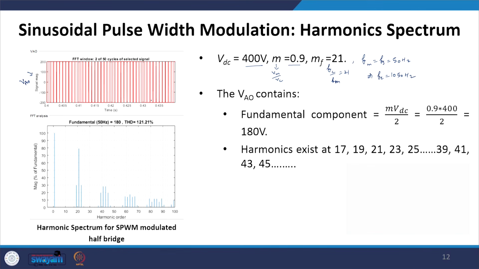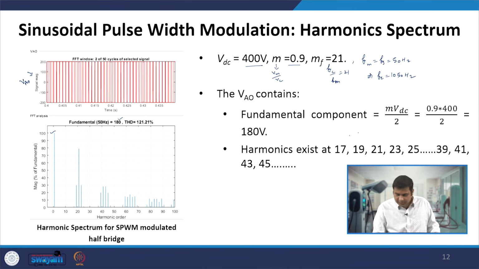If we see the frequency components, we have the fundamental component at 50 hertz, and that value is equal to 180. So how can we get 180? We have kept the modulation index at 0.9, so 0.9 times 400 divided by 2 gives us that 180 volts, which we have also seen over here. So this component is nothing but 180.